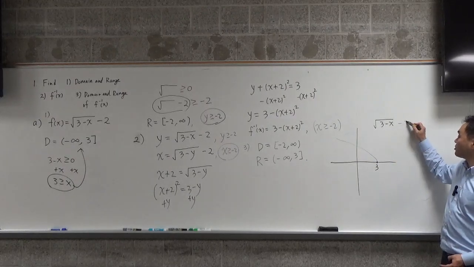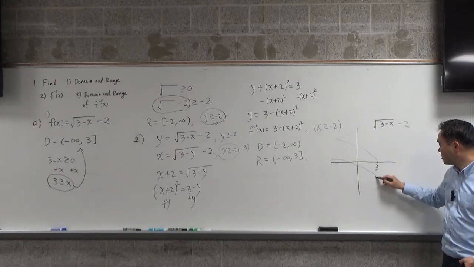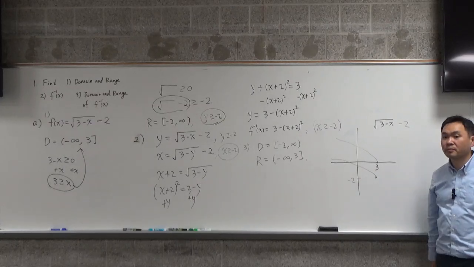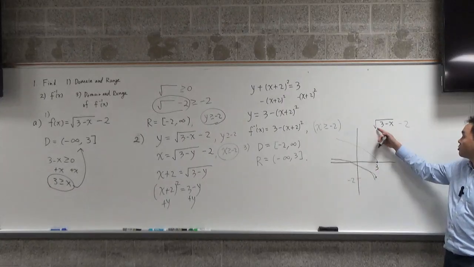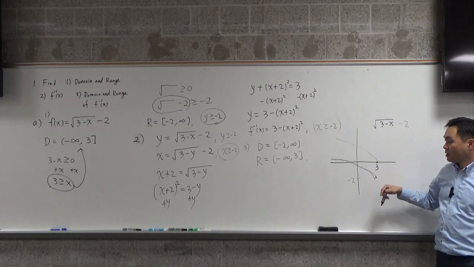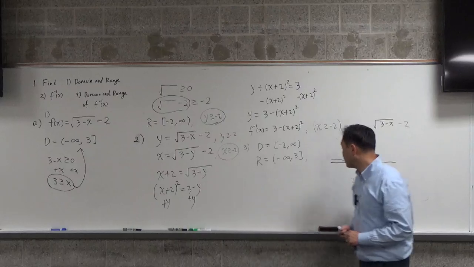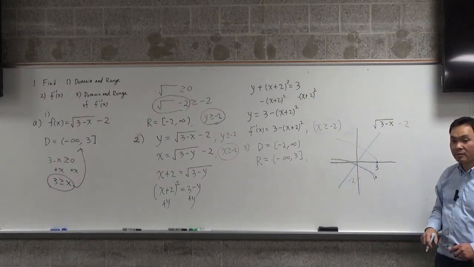But then if you subtract 2, this entire thing goes down by 2, so you end up with something like this. Okay. So that's the graph of square root of 3 minus x minus 2. And if you take the inverse, the graph of the inverse is reflection over y equals x, right?